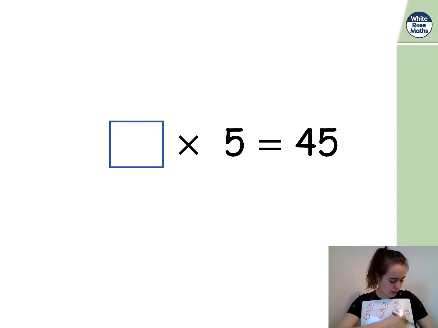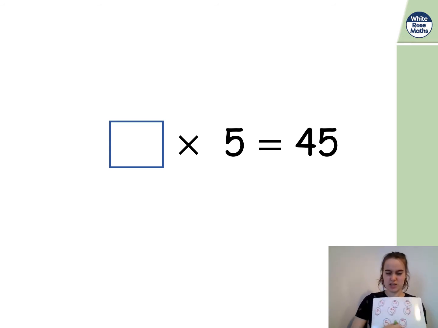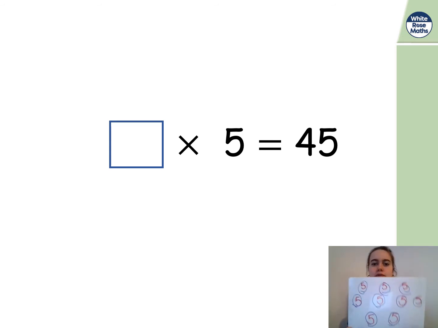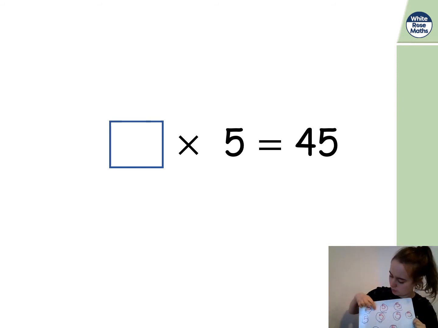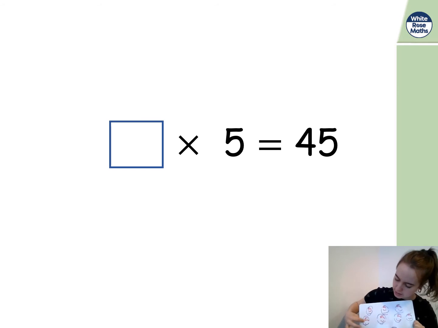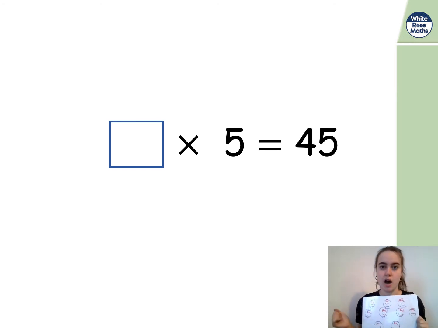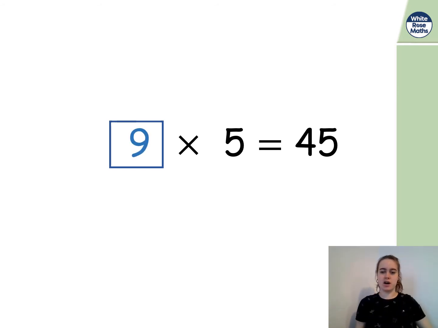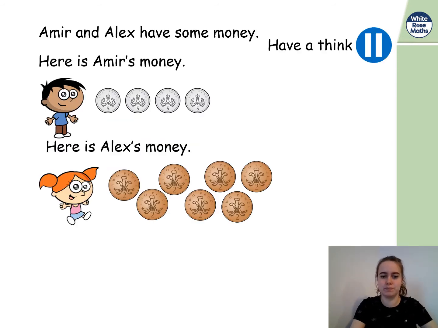So I do not need that last 5 that I had as an extra because that gives me 50 and I want 45. So how many 5s do I have? I've got 1, 2, 3, 4, 5, 6, 7, 8, 9. 9 times 5 is 45. Well done you if you got that answer at home.